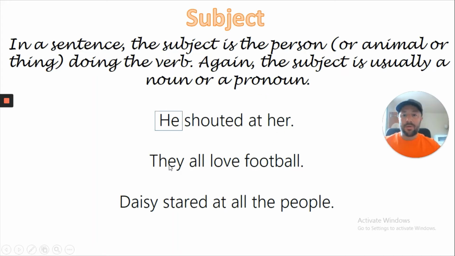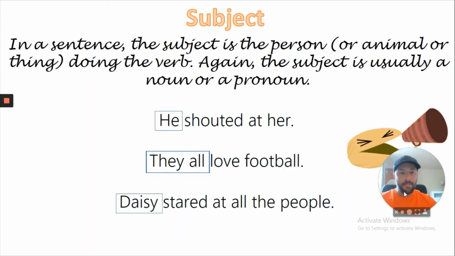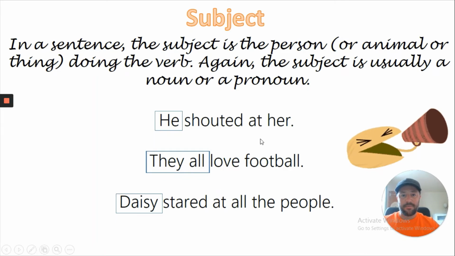Then we look at the next one. They all love football. Well, instead of saying Dave, Bob, and Bill, we can say they all. So they all is our subject. Love is the thing that they're doing, and football is the thing that it's being done to. Daisy stared at all of the people. Well, here we know that staring is the verb. We figured out that people is the object. So the subject of this one must be Daisy.